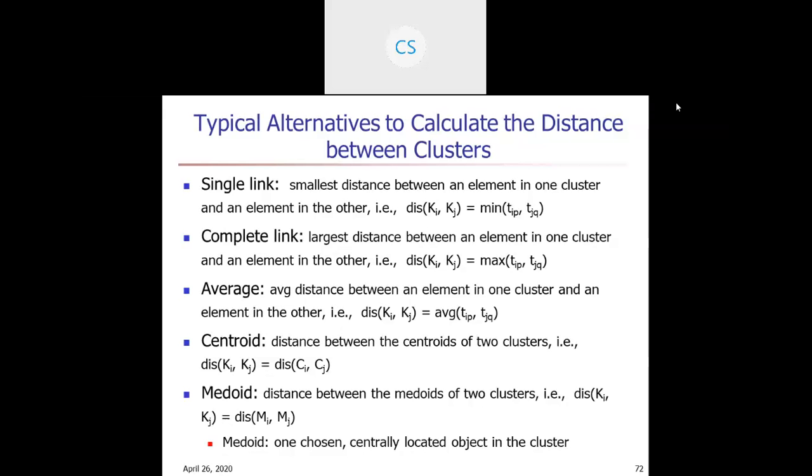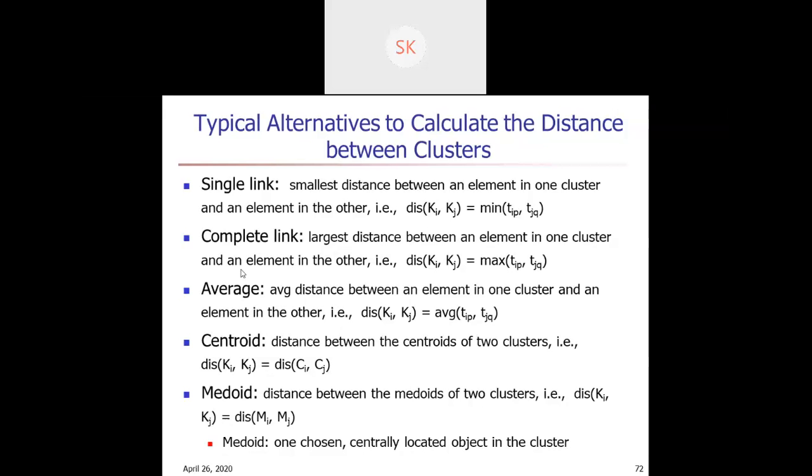First one, that is single link. Smallest distance between an element in one cluster and an element in other cluster.